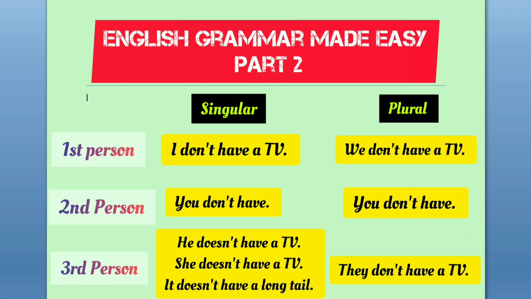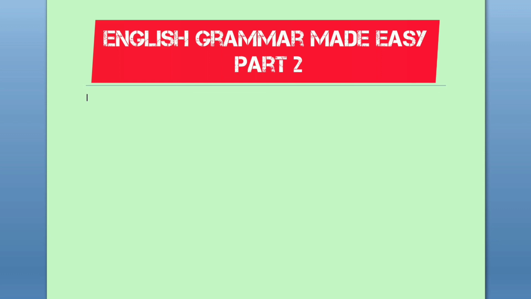As you know, they don't have a TV, okay? That's the plural form of third person. So I hope it's crystal clear. In case of third person singular number only, that is he, she or it, we use doesn't have, okay? So let us move on.